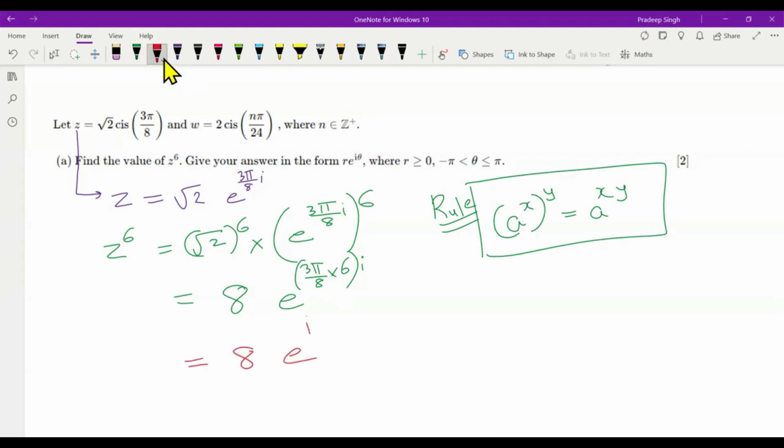e to the power of i into, simplify this further. 2, 3 is 6. Will it become 9 pi by 4? Yes, sir. Now, this is correct. Except now, look at the question. They want the argument to be between this range. So how do you change the argument to fall under this range?